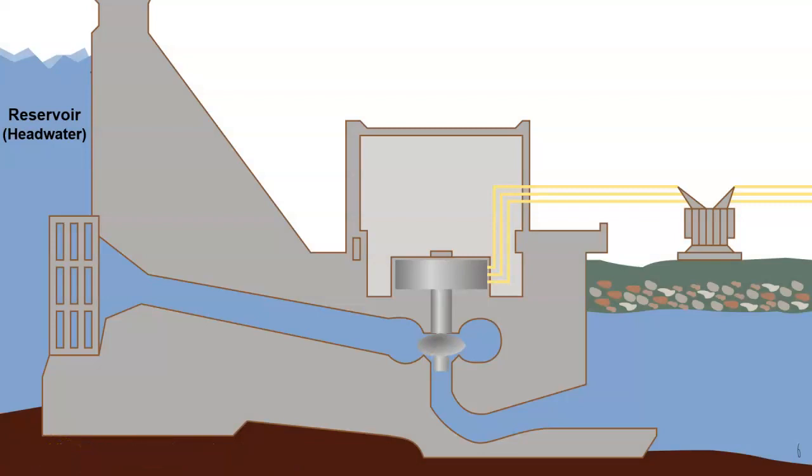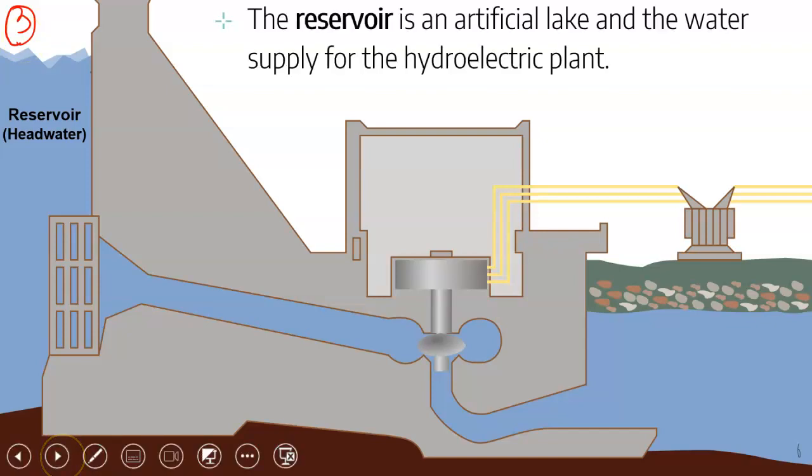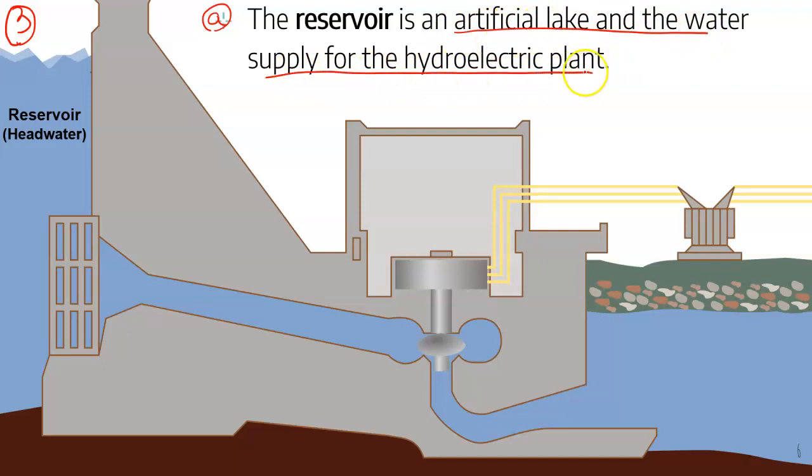Okay, so let's talk about what happens. This next slide goes through several different pictures. We add on to the picture each time. This is all answering number 3 on your paper. Let's talk about the reservoir first. The reservoir is basically an artificial lake. So you're going to copy this down. This is for A. It's an artificial lake that's made to supply energy for the hydroelectric plant.